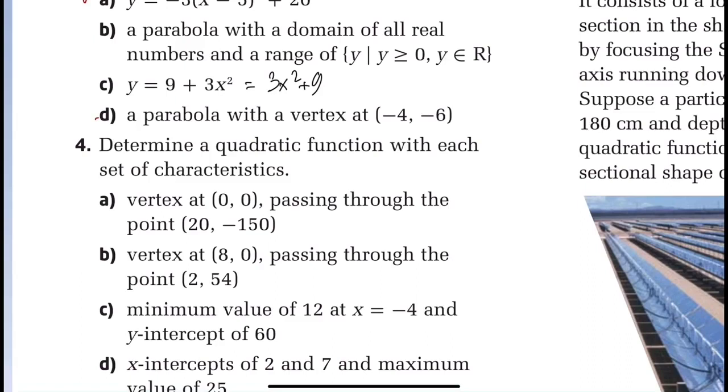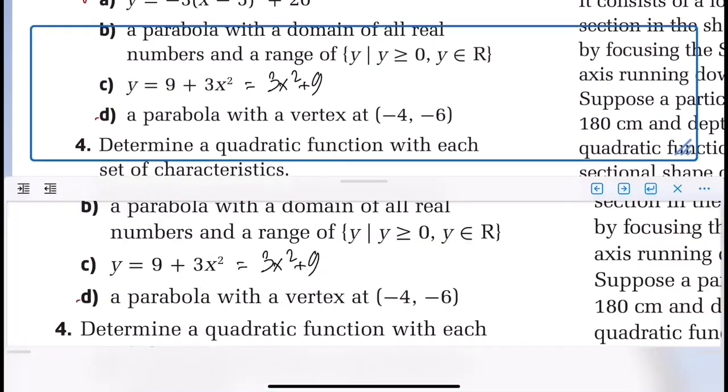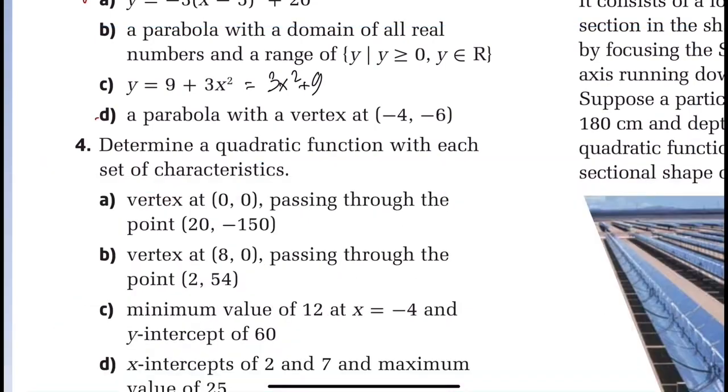Determine a quadratic function for each of the set of characteristics. So they are giving us points. We have the vertex as (0, 0), and we have points. The first thing I should write here is my P. Because the vertex is the point P and Q, my P is 0 and my Q is 0.